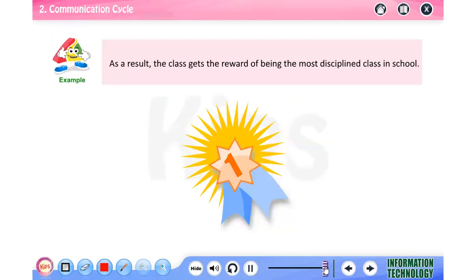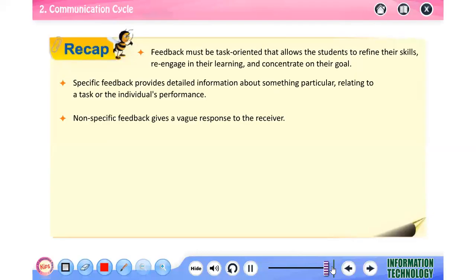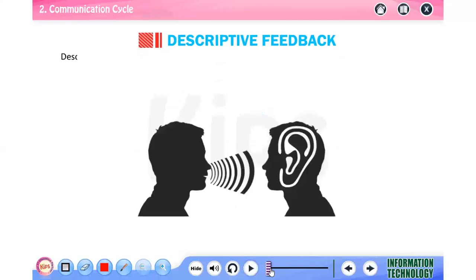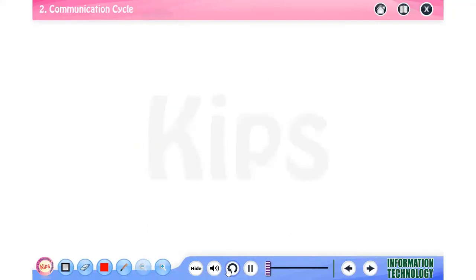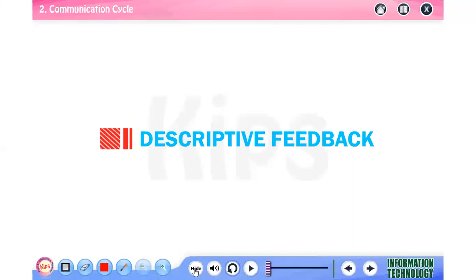Example. Students, let us understand descriptive feedback. Just a second. Scripted feedback. Students, let us understand.